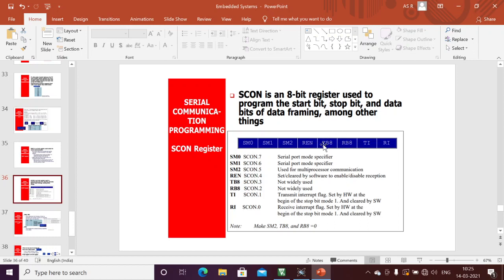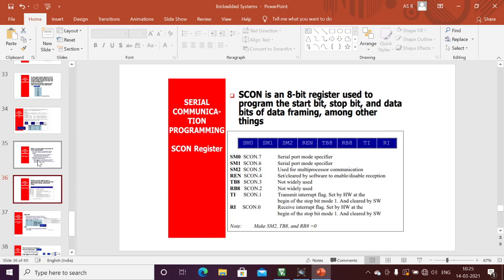Okay, currently I am not using the parity, I am just setting it to 00. And TI and RI are the transmit interrupt and receive interrupt flags. Whenever there is a successful reception, my RI flag is set to 1. Whenever the microcontroller successfully transmits, the TI flag is set to 1. These two flags are set by the hardware.